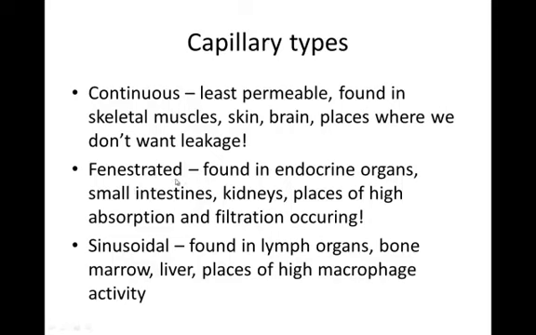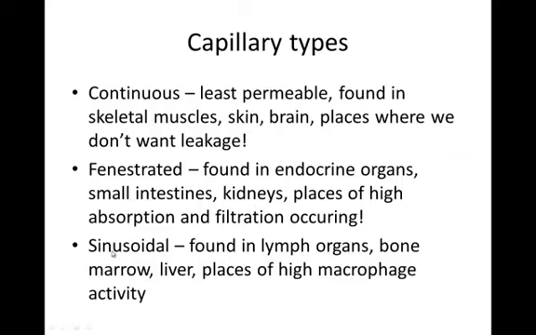Our fenestrated capillaries are like our continuous capillaries, except they have things called fenestrations in them, little pores that have membranes in them. And they're found in our endocrine organs, small intestines, kidneys, and places where we want high absorption and filtration to occur. I'll show you with the fenestrations. Like in our endocrine organs, we are making hormones and putting hormones into the blood. We're putting things out into the blood. In our small intestines, we're absorbing lots of nutrients. In our kidneys, we're filtering lots of substances. And so these are places where we need these fenestrations.